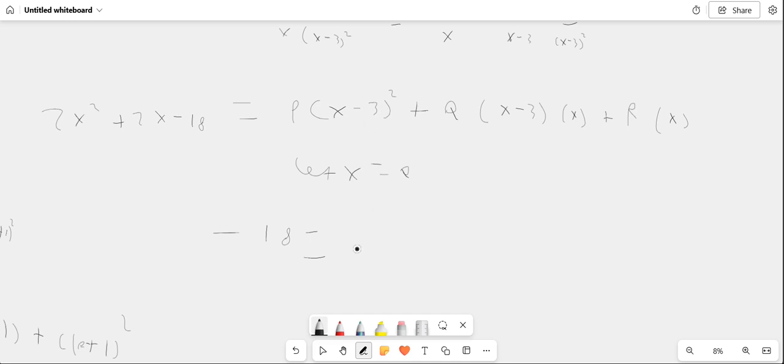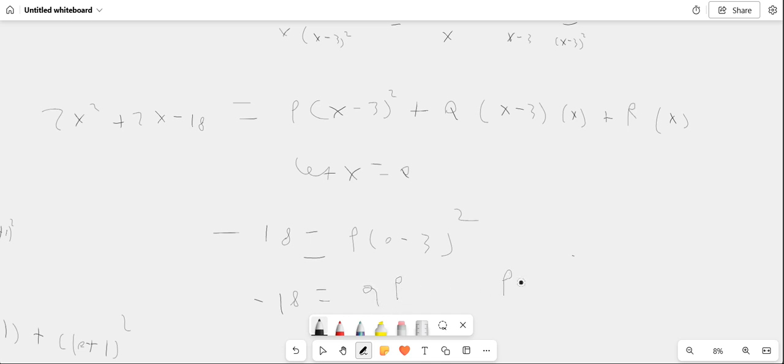Put 0 into here. You're going to get p open bracket 0 minus 3 squared. That's obviously going to be minus 3 squared, which is 9. Plus q open bracket 0 minus 3. Don't worry about that, because again, we put 0 into x, so it's going to be 0, 0 times q is 0. Put 0 into x here, times r, that's 0, so it's just 0. So therefore, it's just going to be minus 18 is equal to 9p, yeah?